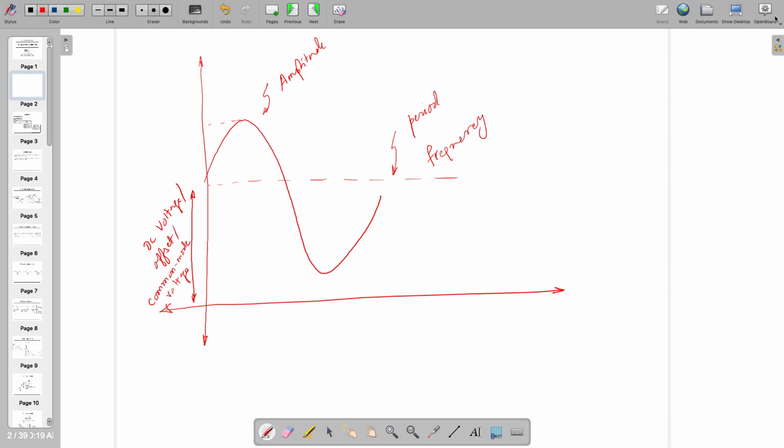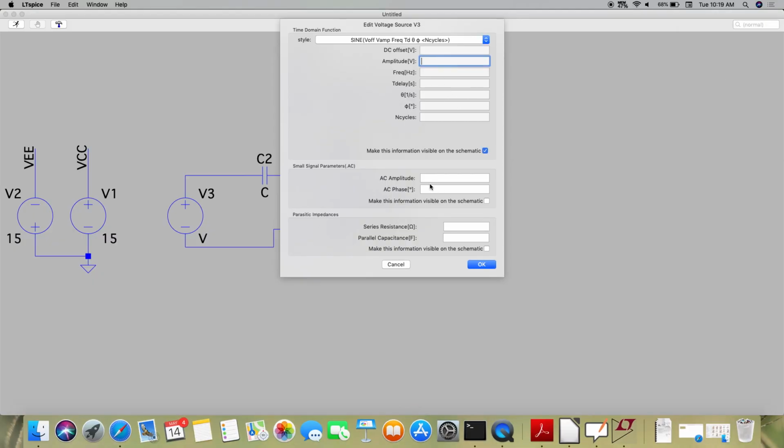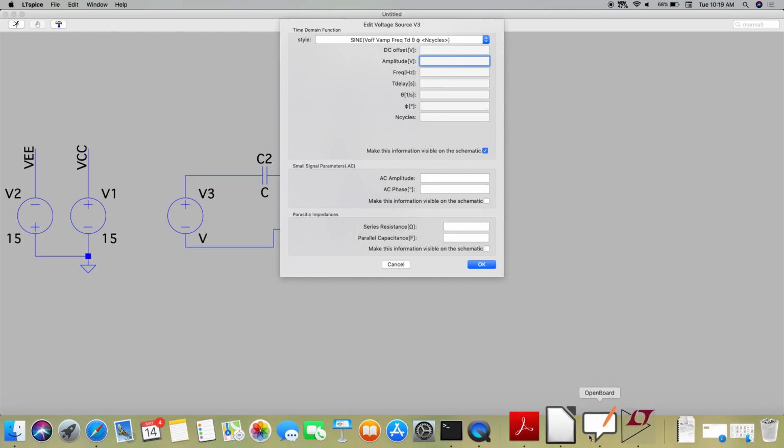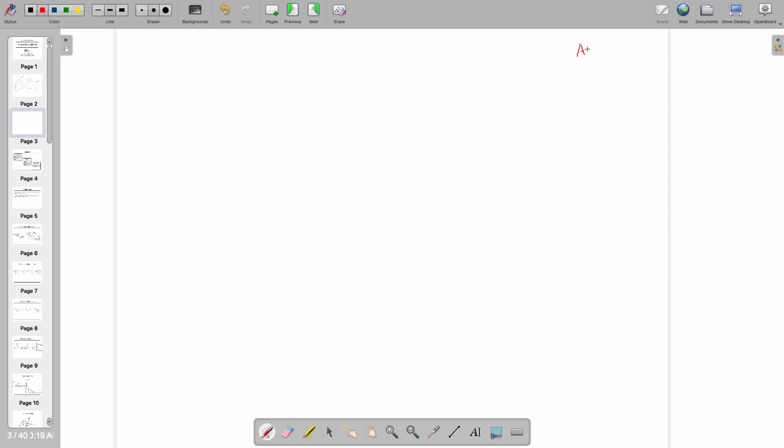So let's assume that I don't want to do the transient analysis right now. Whatever I've shown you was transient analysis. If you want to do something with respect to time, it's known as transient. But I'm not interested in transient. I'm interested in something called AC analysis.